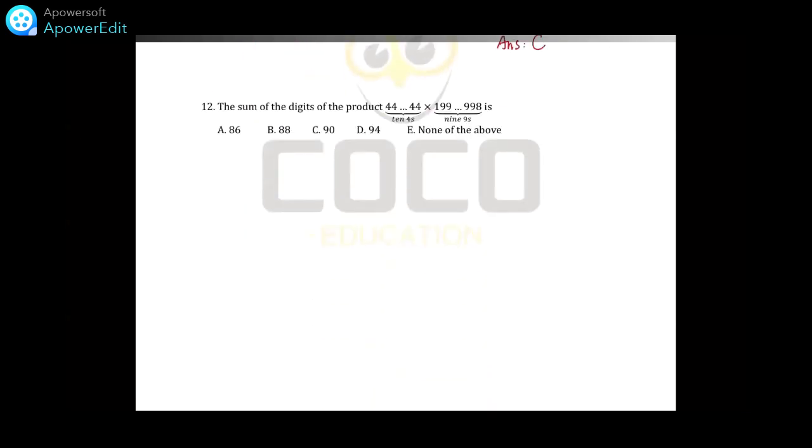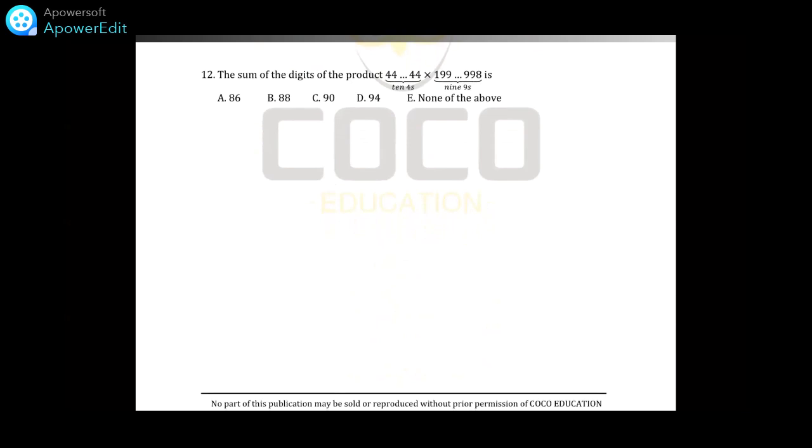Question 12. You want to find sum of digits of the product. So we can take the first number times 2, second number divided by 2. This way the product is the same. So the first group becomes 10 digit 8. Second group becomes 10 digit 9.